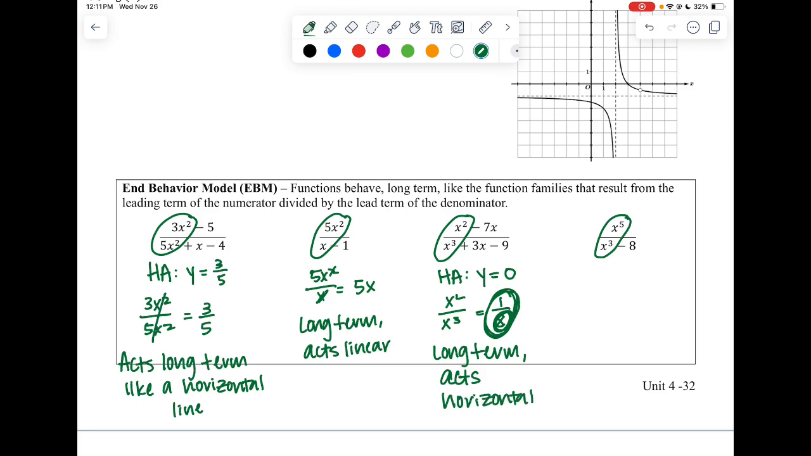Okay, and then last, we said that was not a vertical or a horizontal asymptote. It acted like something else. I have x to the 5th over x cubed. Well, that reduces to be x squared, and so this tells me that long term, this is going to act like a quadratic.